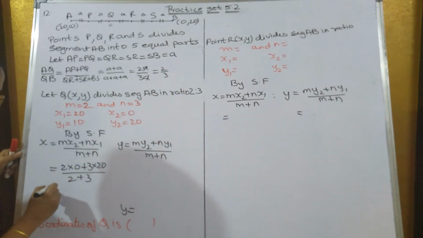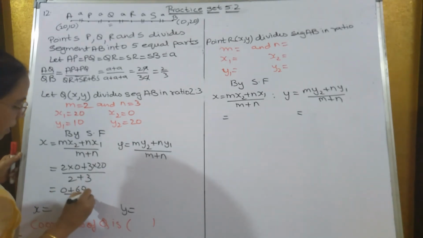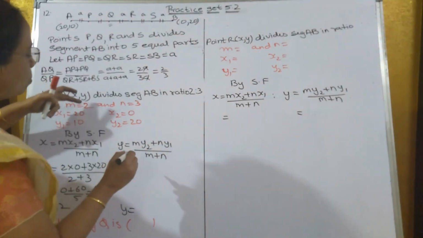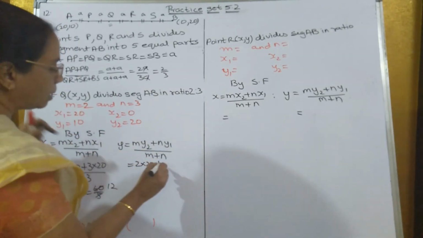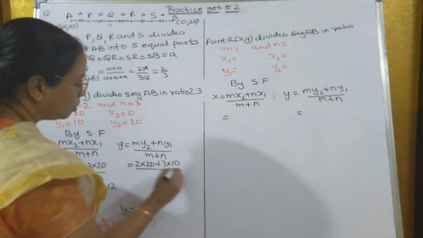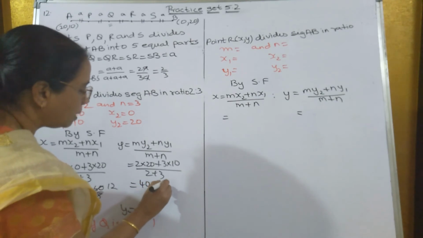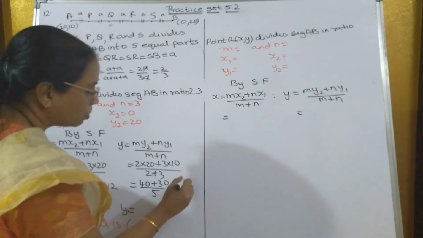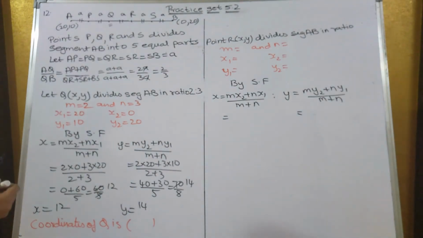So that is equal to 0 plus 60 upon 5. That's equal to 60 upon 5. When you divide this, you get 12. So x is equal to 12. Now y is equal to what? 2 into 20 plus 3 into 10 upon 2 plus 3. So that is equal to 2 into 20 is 40 plus 30 upon 5. That's equal to 70 upon 5. When you cancel this, you will get 14. So y is equal to 14. So the coordinates of Q is 12 and 14.